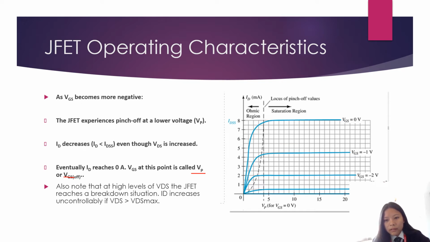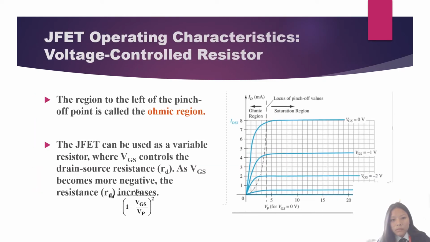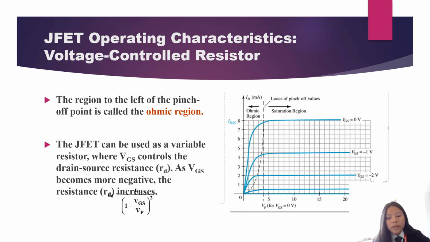And here is the graph showing the operating characteristics of JFET. Now let's see JFET operating characteristics, voltage controlled resistor. The region to the left of the pinch-off point is called ohmic region. The JFET can be used as variable resistors where VGS controls the drain source resistance RD. As VGS becomes more negative, the resistance RD increases.